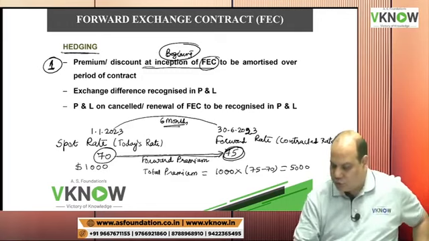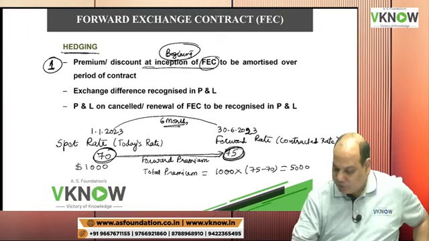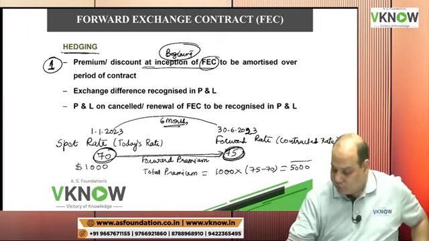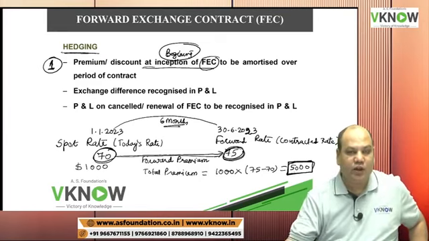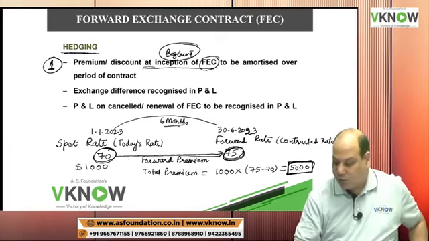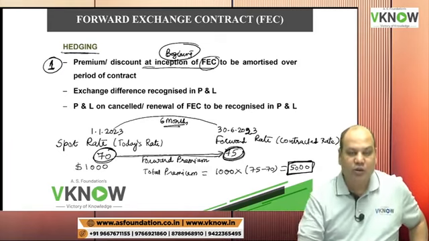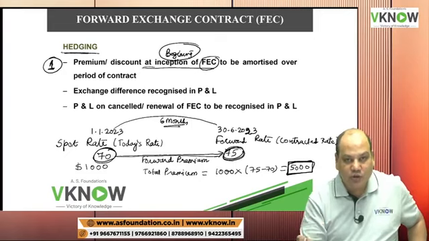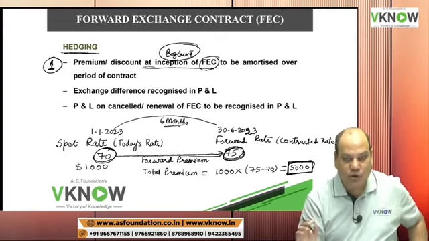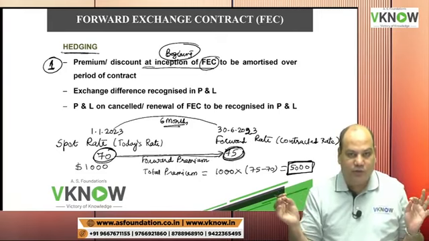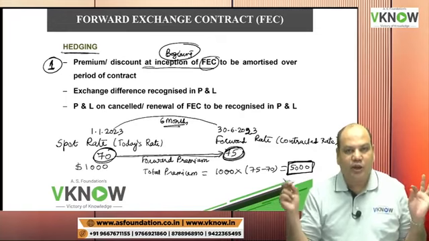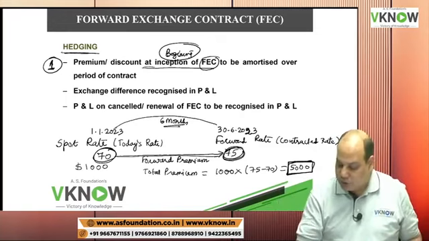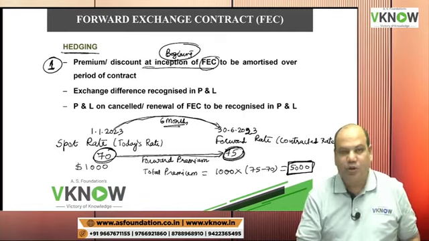So this is a small thing you have to do. Today is 70, but forward contract is 75. So therefore, there is a gain or loss of 5000 rupees. If you are an exporter, there is a gain because you will get 5,000 more. But if you are an importer, there is a loss because you are paying 5,000 more. So the standard says this difference between spot rate and forward rate, that is your gain or loss by entering into a forward contract, will be amortized over the period of contract.